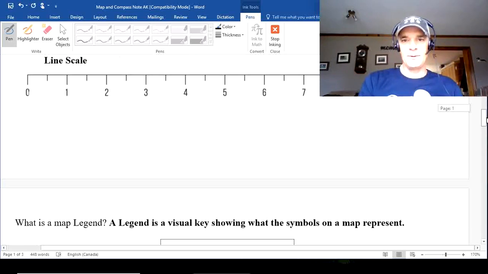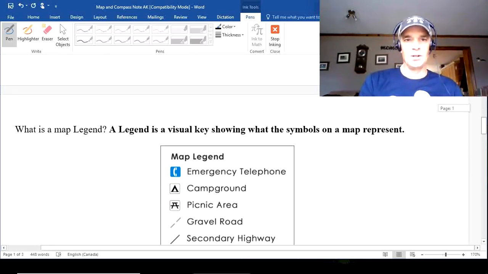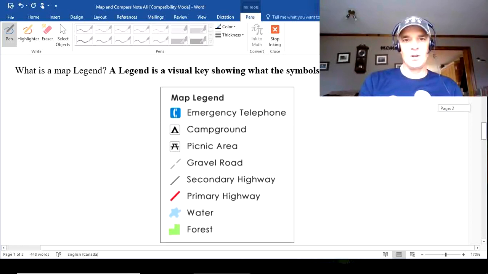So if we go down here, let's continue down. There's something called a legend. I'm not going to spend a lot of time on this, but it's pretty interesting. A legend's just a visual representation of what the symbols on a map mean. So, for example, campground is represented by a tent, and a picnic table represents a picnic area. The different lines are very important. So, gravel road, secondary road, primary highway, forest is green, and blue area is represented by water. Blue is pretty standard for water.